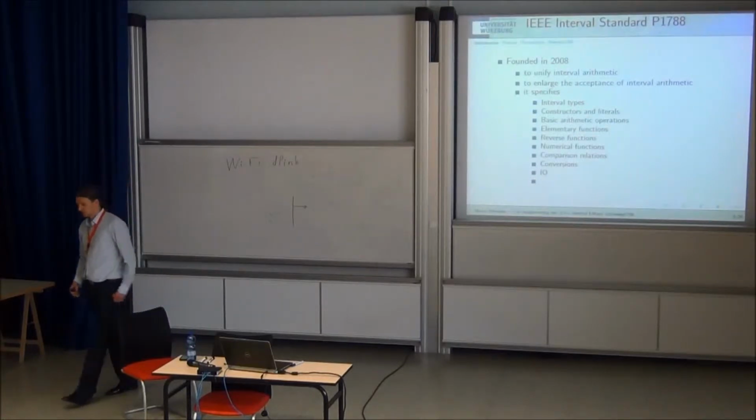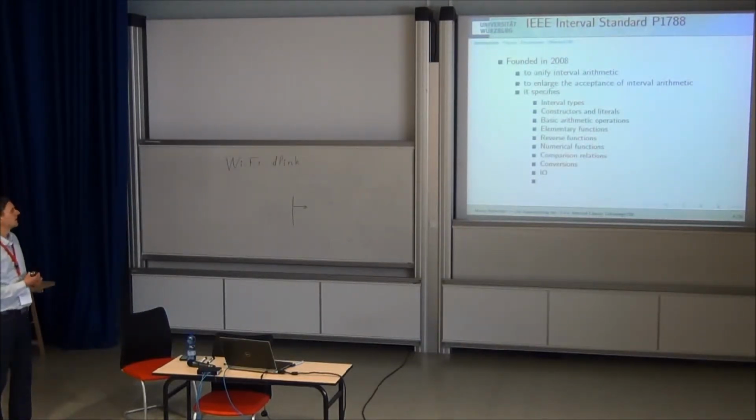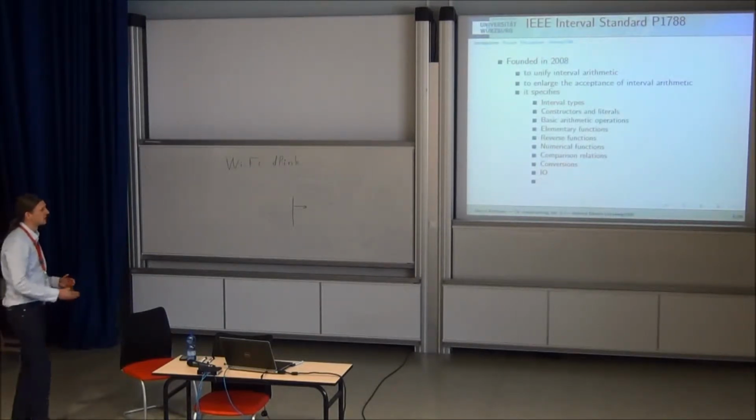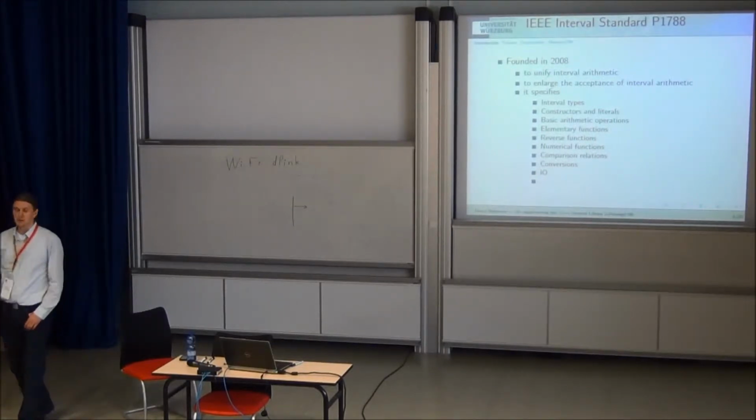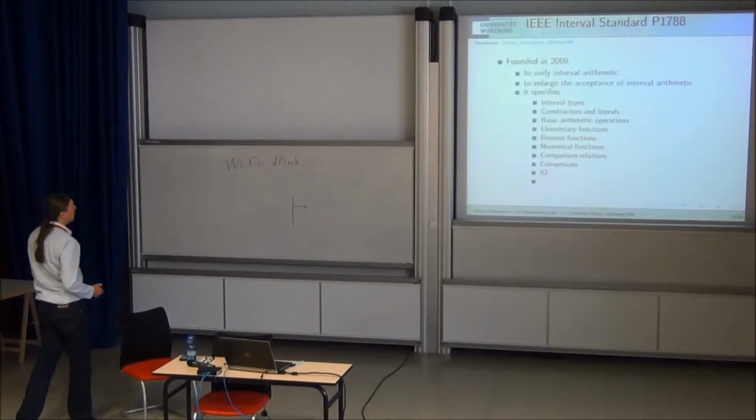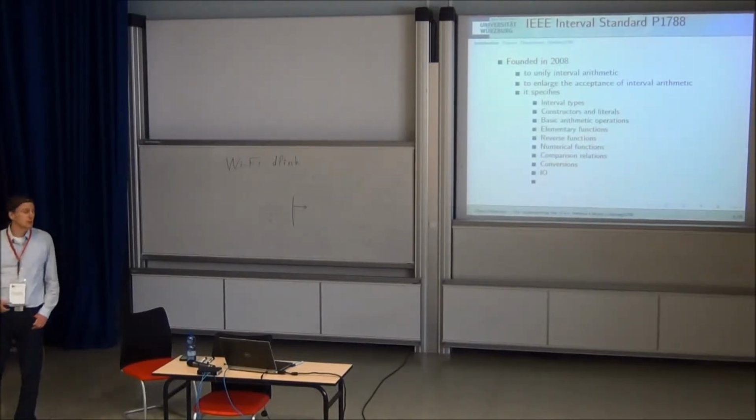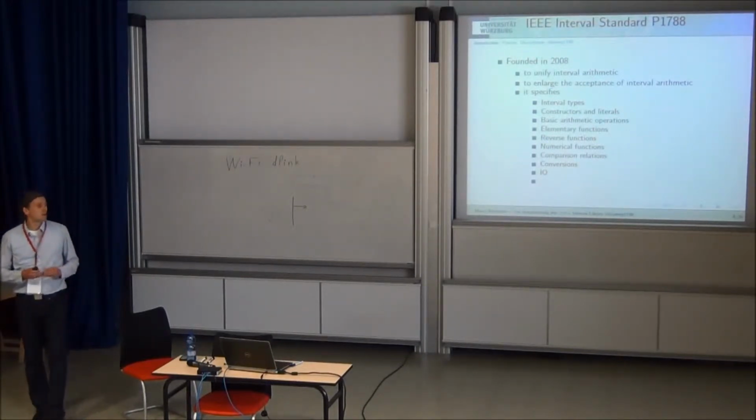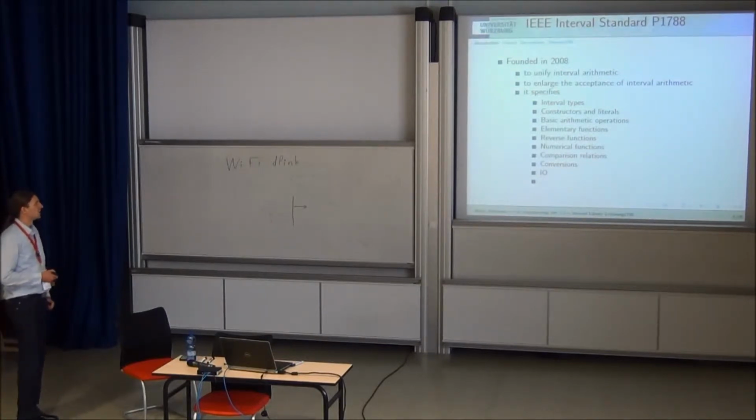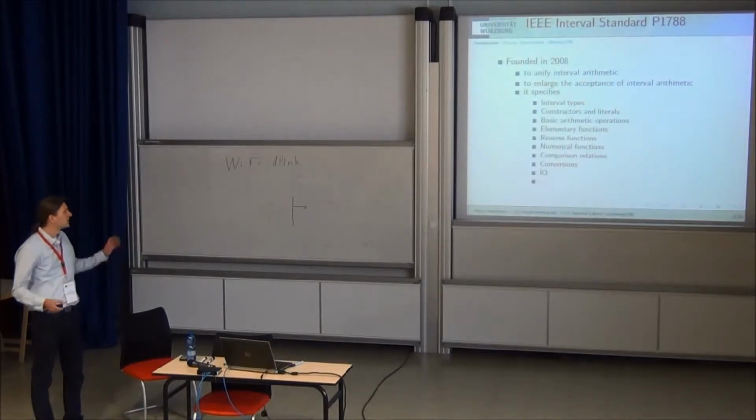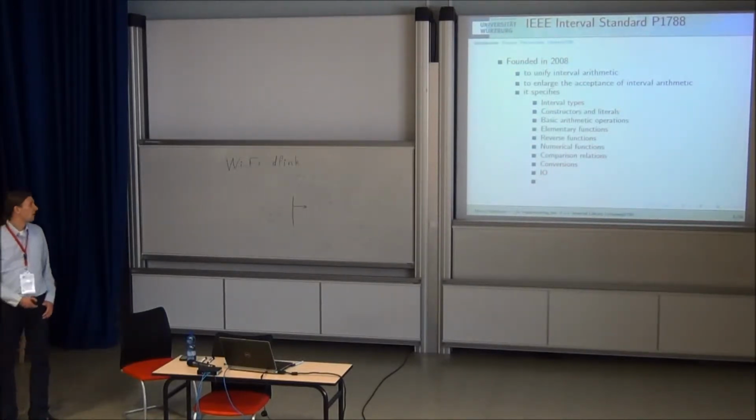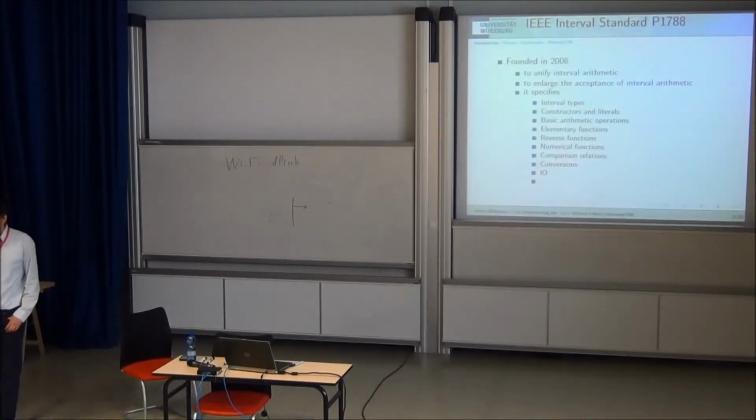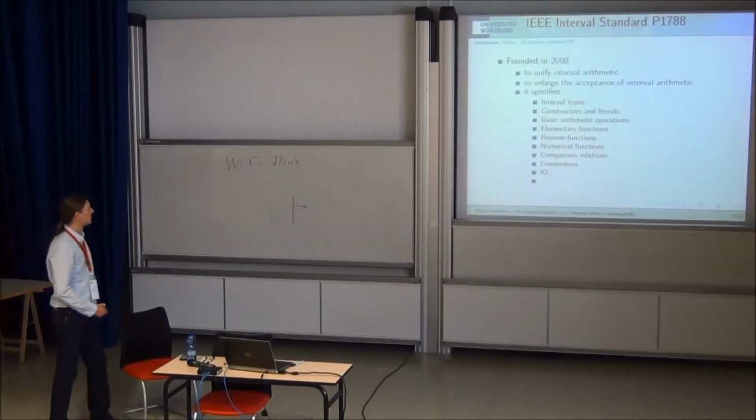Okay, I guess everybody in this room is familiar with interval arithmetic and knows that there exist a lot of different kinds of interval arithmetic and a lot of different implementations which are a little bit different in some operations. This was one reason why the IEEE interval standard working group was founded in 2008, to unify interval arithmetic on computers and to enlarge the acceptance of interval arithmetic. The standard specifies a lot of things: interval types of course, constructors, literals, basic arithmetic operations, elementary functions, reverse functions which are useful for constraint propagation, numerical functions, comparisons, and so on. It's a huge document at the moment, and we still have a draft, so it will be huge.